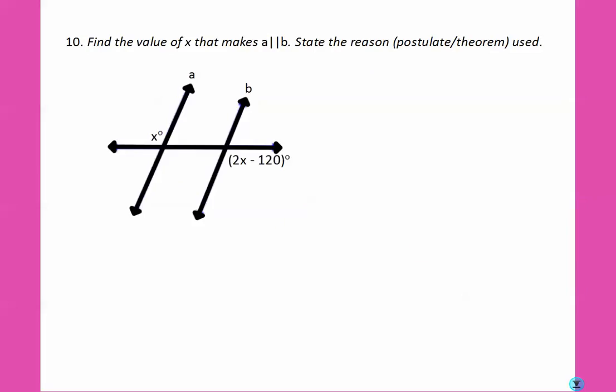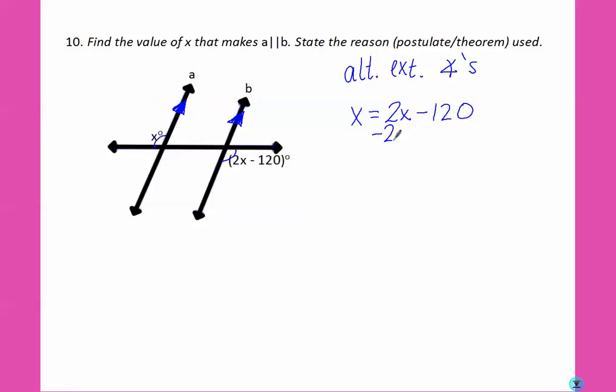Our last example, find the value of x that makes A and B parallel. So we're trying to prove that these are parallel. If these are parallel, these two angles, which are what kind of angle pair? They are alternate exterior angles. If alternate exterior angles are congruent, then the lines are parallel. So if x equals 2x minus 120, then our lines will be parallel.